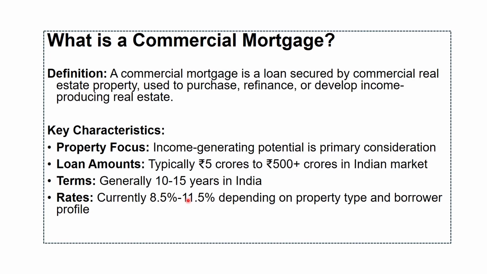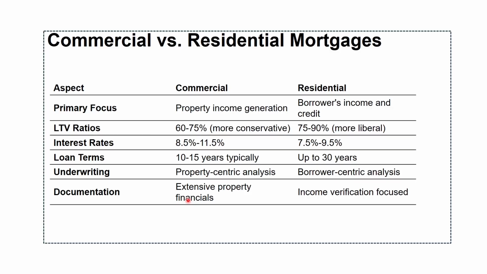Then we go on and talk about differences between commercial versus residential mortgages. Commercial mortgages focus on the property's income, while residential mortgages, which we have learned in lecture 11, emphasize the borrower's income and creditworthiness. For example, for a Mumbai mall loan, the lender would check rental income, but for a flat they verify your salary. So, there is a difference.